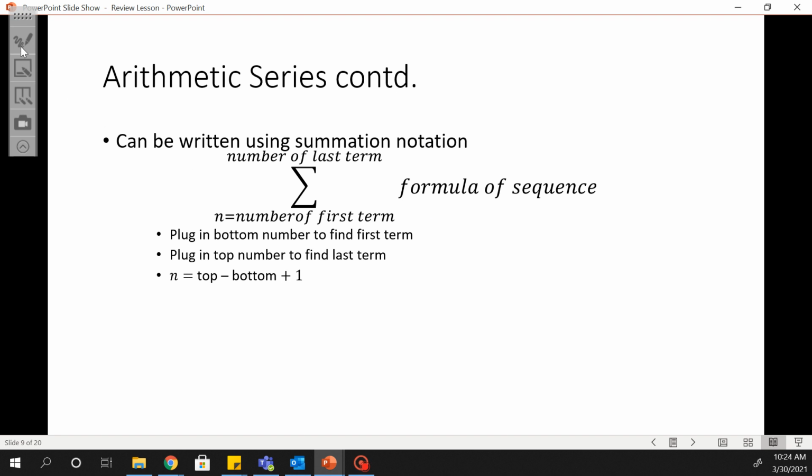So to use the formula when it's in this form, you plug in the bottom number to find the first term, you plug in the top number to find the last term, and then to calculate the number of terms, you take the top number, subtract the bottom number, and add 1.